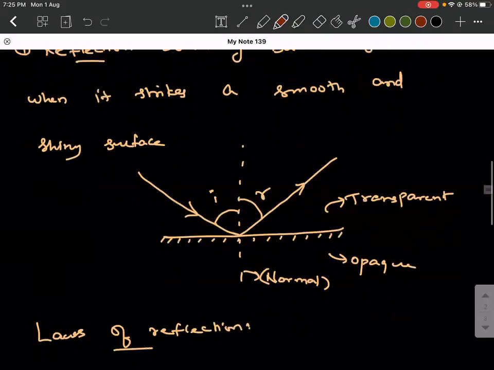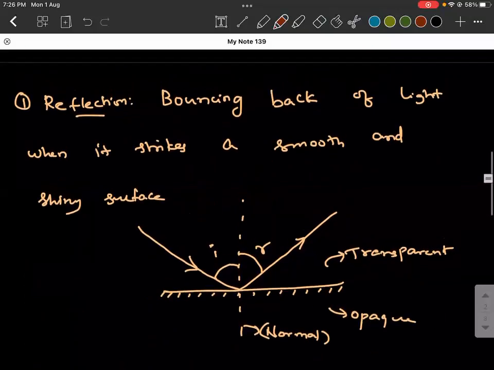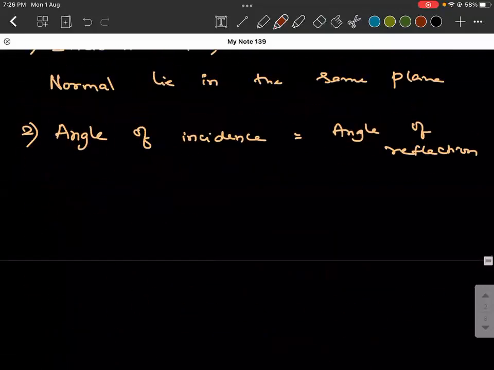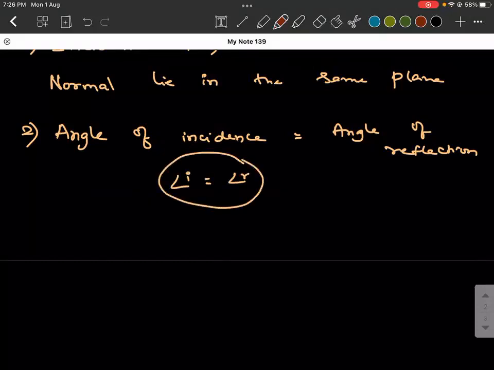Is it clear? Shall I proceed? Yes, sir. So angle of incidence is equal to angle of reflection. Okay.